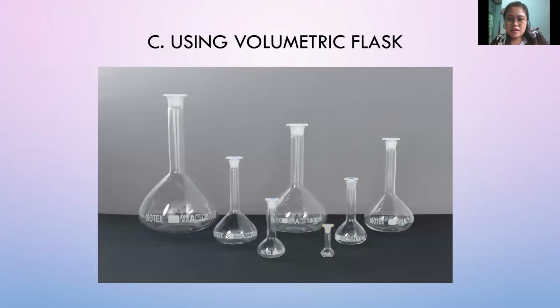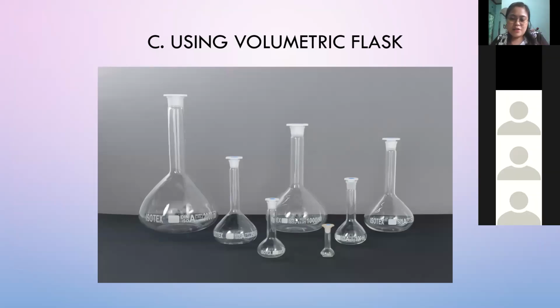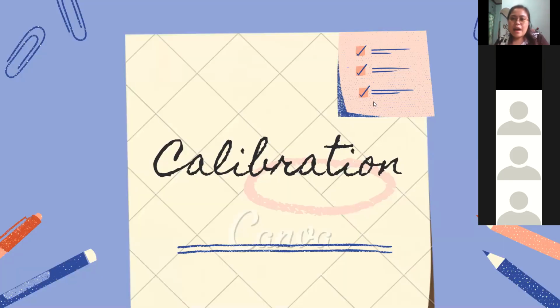This is a flask with a long neck and one graduation mark only etched at the neck. So if it's 1000 ml, then you can only measure 1000 ml here. Volumetric flask is just used to contain solutions and very, very helpful when we want to make stock solutions. Like if you are asked to make 1 M sulfuric acid, then you can do that here using the volumetric flask. Now, how about for the calibration?